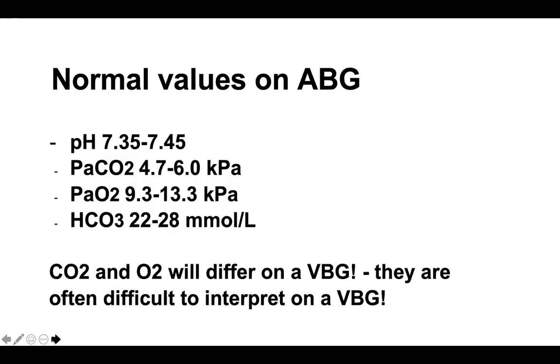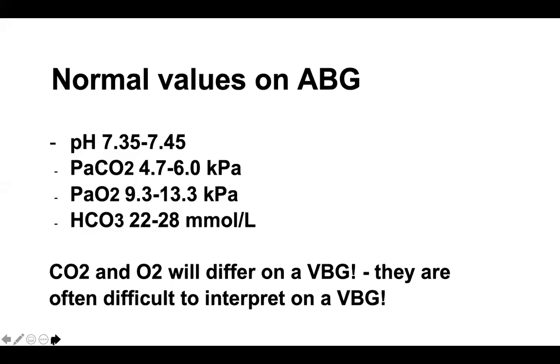Everyone should hopefully know roughly what the normal values on an ABG are. So pH 7.35 to 7.45. Really important to remember that anything outside these values is abnormal. PaCO2, the partial pressure of carbon dioxide, is usually between 4.7 and 6. Oxygen is between 9 and 13, and then you've got your bicarbonate between 22 and 28.